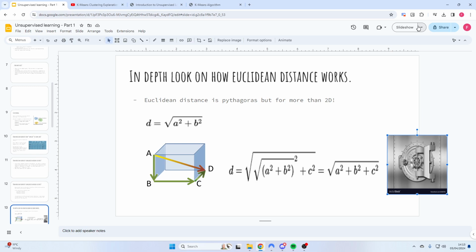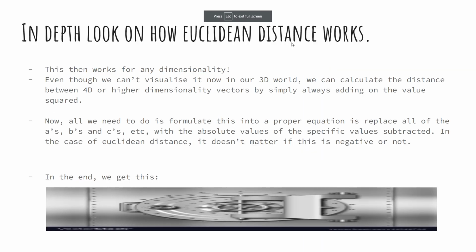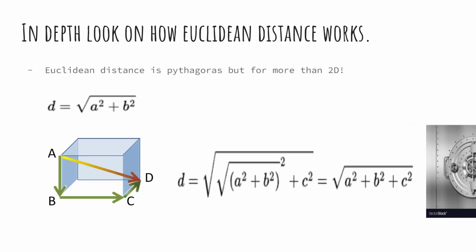Let me go to the next slide actually. So this works for any dimensionality. Even though we can't visualize a 4D graph, we can still continue this logic. If you continue doing it every time, it will just cancel out. And we'd get a squared plus b squared plus c squared plus d squared, all of that square rooted, to calculate the distance between those 2 points in a 4D space.